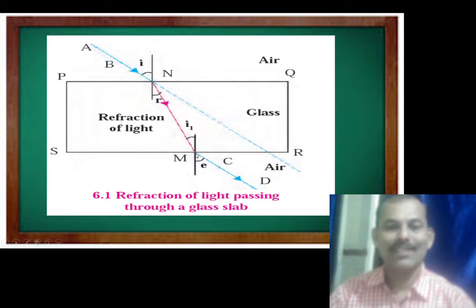Also, you will see here that there is a change of direction. This ray changes its direction here also. That means when the ray goes from air to glass slab, there is a refraction, and here from glass to air, there is another refraction.